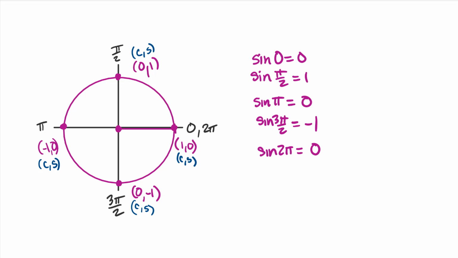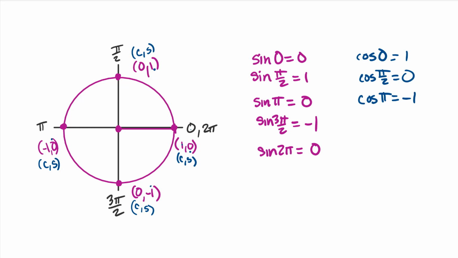Now, let's play the same game with cosine. Just follow along. I'm going to do that with cosine. Cosine of 0 is equal to 1. And these should be things we're starting to get down now. Maybe not perfect, but we're getting there.